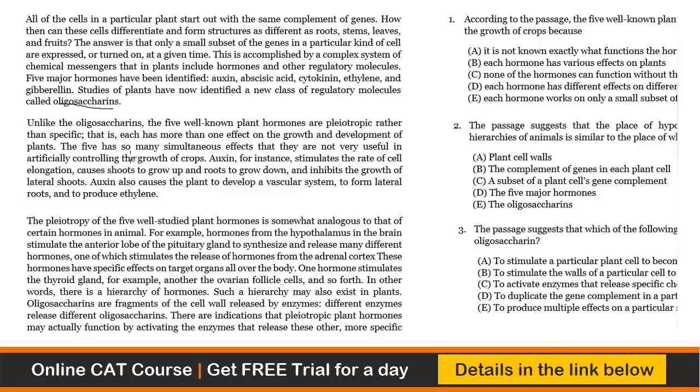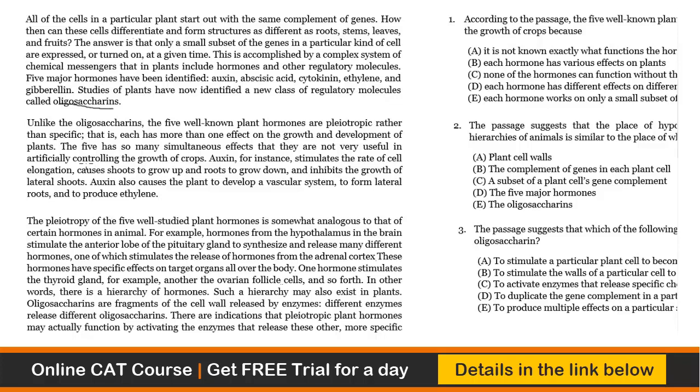And then further it says, unlike the oligosaccharins, the 5 well-known plant hormones are pleiotropic rather than specific. That is, each has more than one effect. So here we have a difference between oligosaccharin and plant hormones. And he says that the 5 have so many simultaneous effects that they are not very useful in artificially controlling the growth of crops.